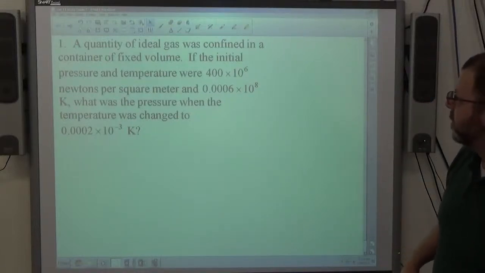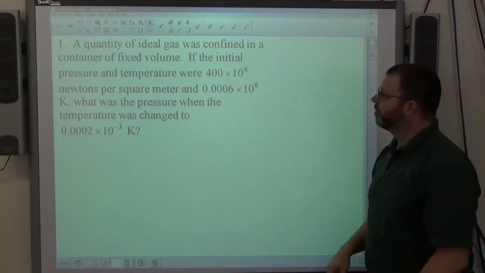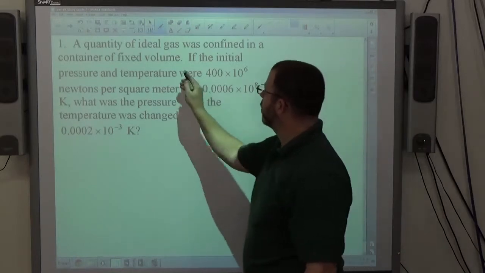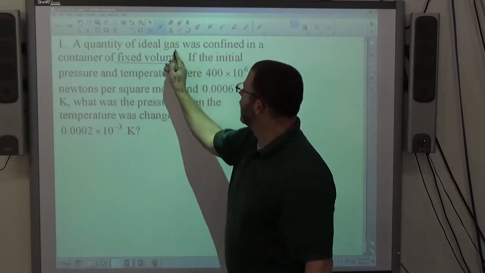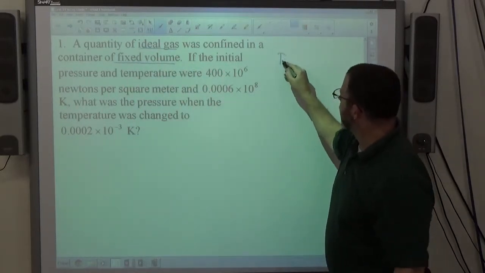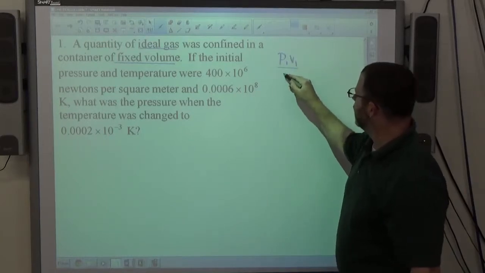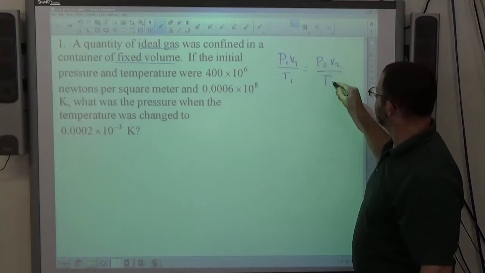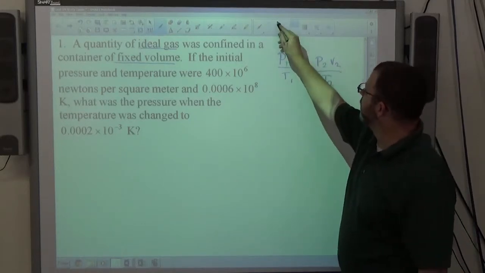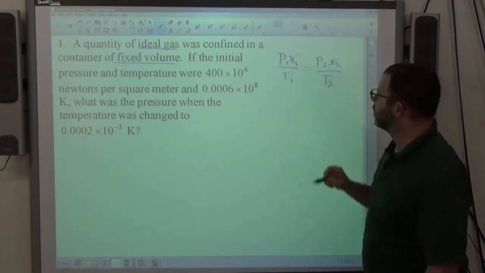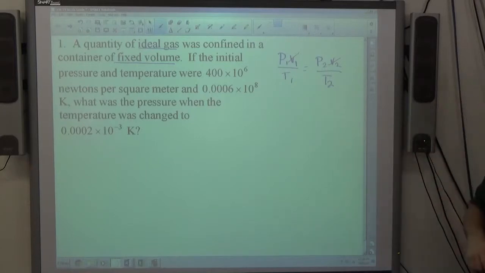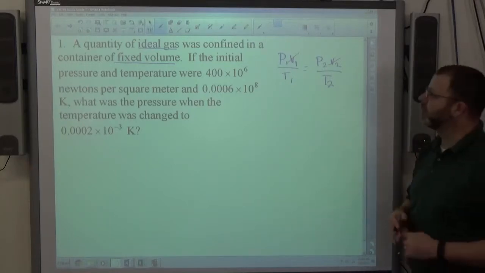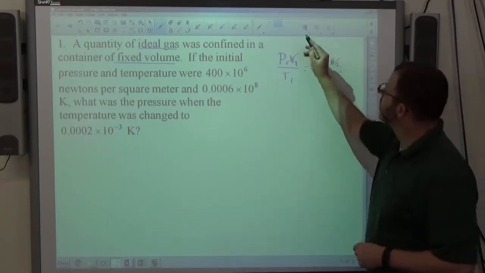Alright, your test 19 study guide. A quantity of ideal gas was confined in a container of fixed volume. So you say ideal gas, that immediately gets me P1 V1 over T1 equals P2 V2 over T2. The fact that the volume is fixed simply means the volumes are irrelevant in this problem. So P1 over T1 equals P2 over T2 is what I'm going to work with.